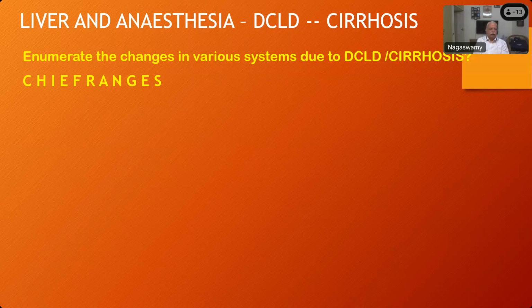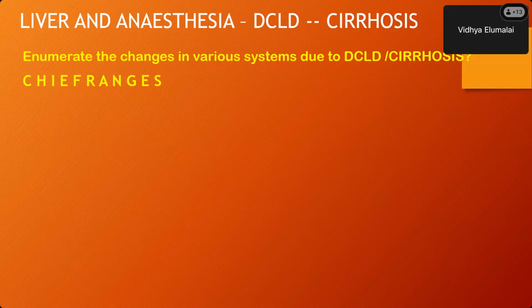Cardiomyopathies. Cardiovascular system changes. Okay. The question is, what are all the various systems that are involved? So the C stands for cardiovascular system changes. Can you enumerate what are the cardiovascular system changes that will be seen in DCLD or cirrhotic patients? Systemic hypertension will be there, sir. No. There is a decrease in the systemic vascular resistance. Very good.